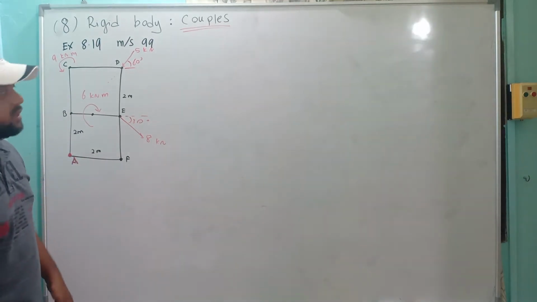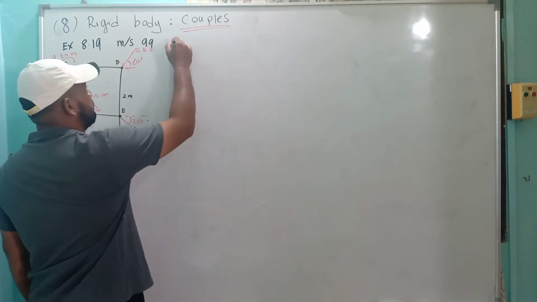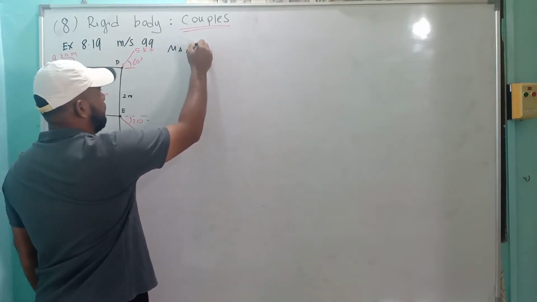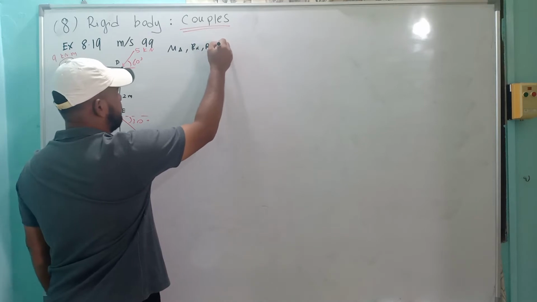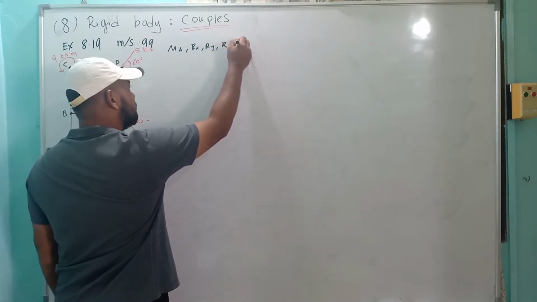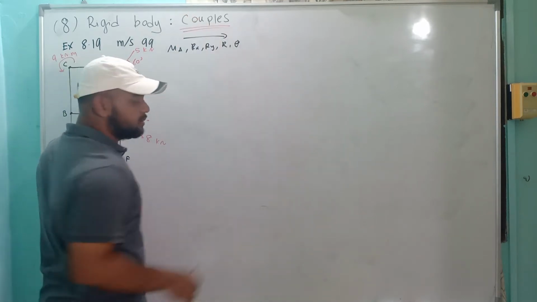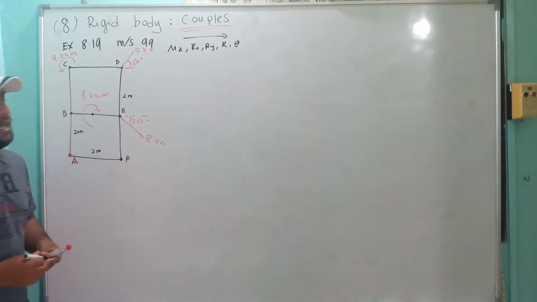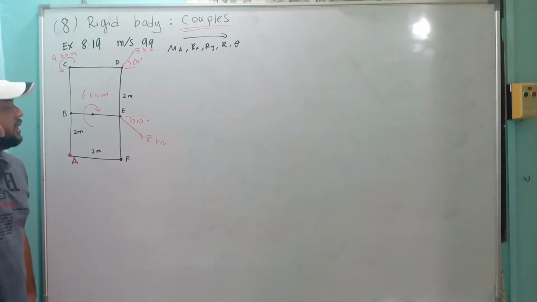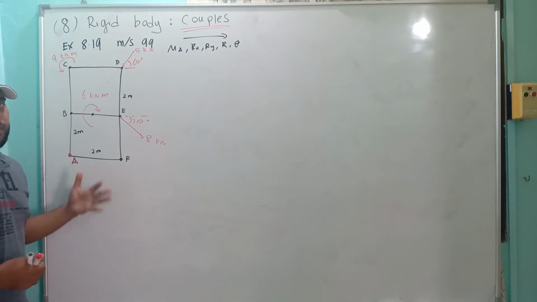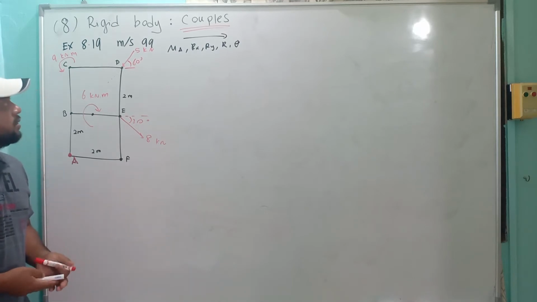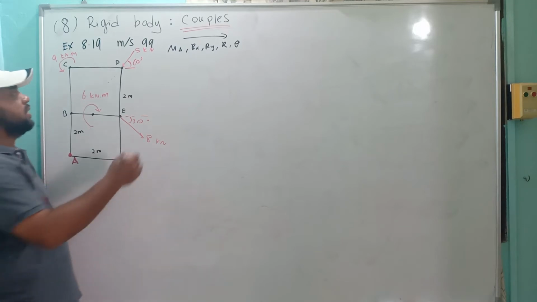Okay, so remember our steps: moment at A, Rx, Ry, theta. So moment, Rx, Ry, and then calculate R, calculate the direction, and you finish for that one. So we start with the first one, moment at point A.